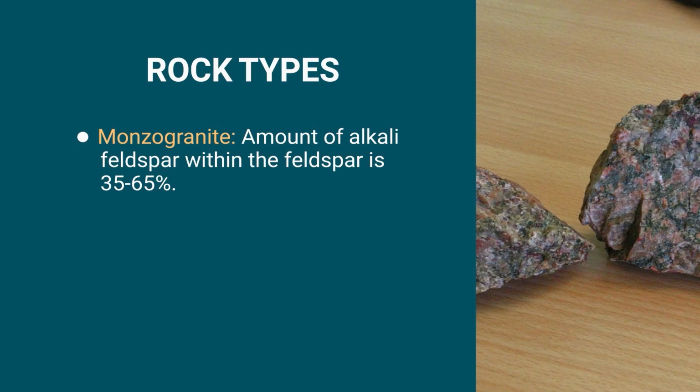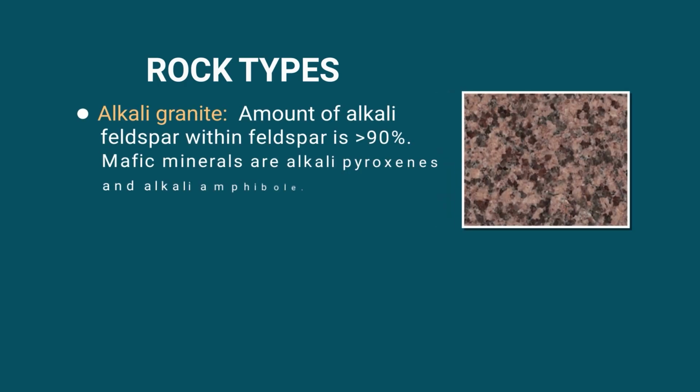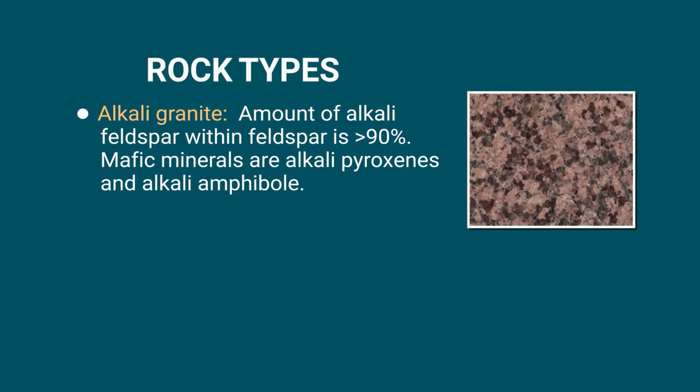This is the rock type of a variety of granite in which the amount of alkali feldspar amongst the total feldspar content is 35 to 65%. Then we have syenogranite. Within the total feldspar content, the alkali feldspar ranges from 65 to 90%. In alkali granite, the amount of alkali feldspar is more than 90%.